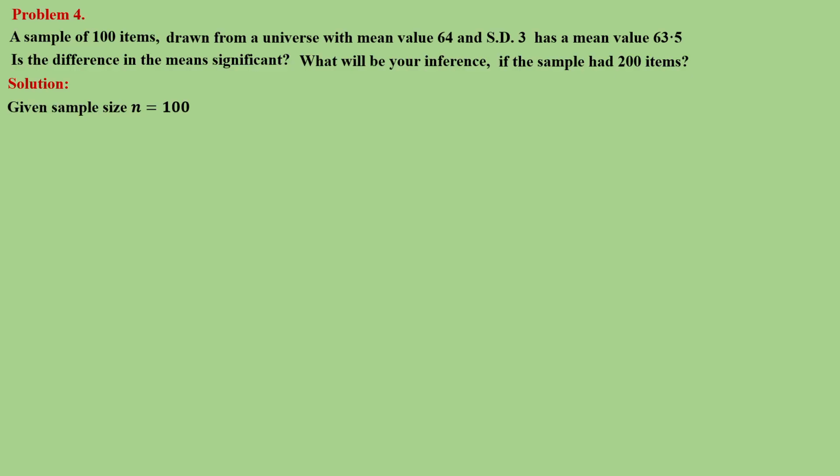So given a sample of 100 items, sample size n is equal to 100, and it has a mean value 63.5. So the sample mean is 63.5, drawn from a universe whose mean, the population mean, is 64 and standard deviation 3. So population mean mu is equal to 64 and population standard deviation sigma equal to 3.